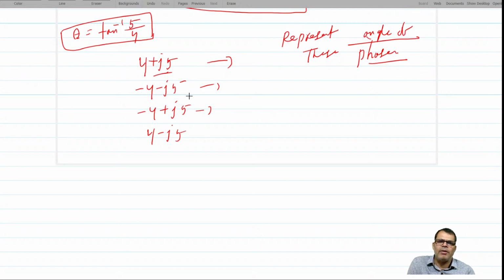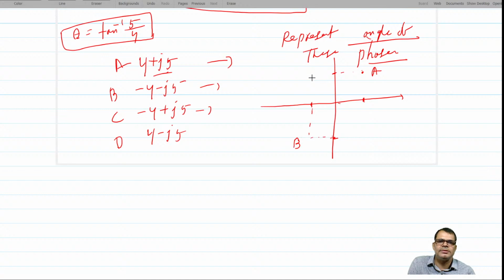Whenever you have any doubt, just draw a complex plane and mark the point 4 plus j5. This is your real part 4, this is j5, minus j5, minus 4. Let's say this is your point A, this is your point B, this is your point C, and this is your point D. So this angle is theta.